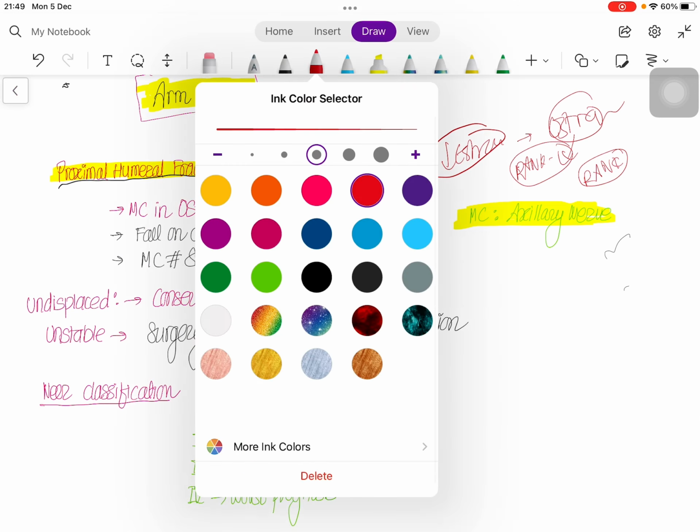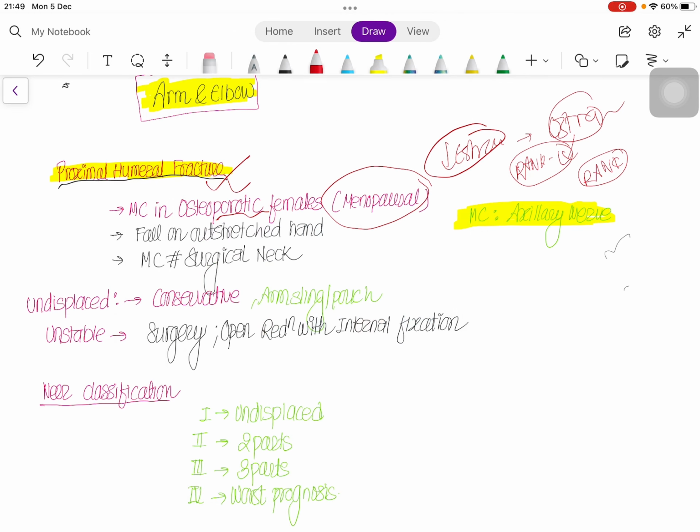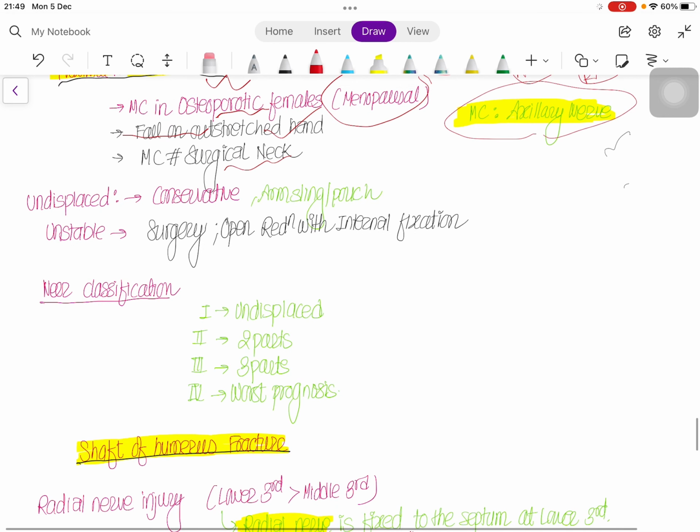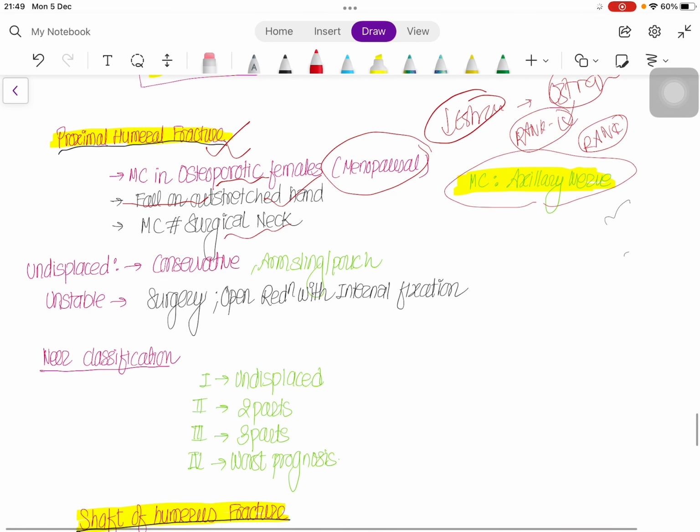The cause is most commonly a fall on an outstretched hand, and the most common fracture is in the surgical neck of the humerus. The most commonly affected nerve is the axillary nerve. For management, if it is an undisplaced fracture, we do conservative management and can use an arm sling or pouch. For an unstable fracture, we have to do surgery, open reduction with internal fixation.